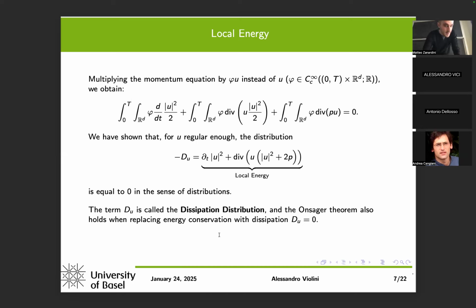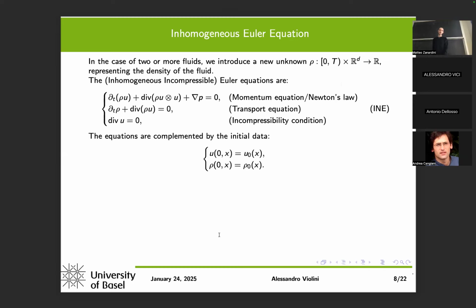Now, let me go back a little bit. If I have more fluids, so 2 or more fluids, then I have a new unknown, which is the density. Density is a scalar quantity that is describing how much mass I have in one point at time t. And the inhomogeneous incompressible Euler takes this form. So the Newton's law is the same. I just have a rho here and a rho here. Then you have the incompressibility condition and this transport equation for the density. Of course, also the initial data now are two, the initial density and the initial velocity.